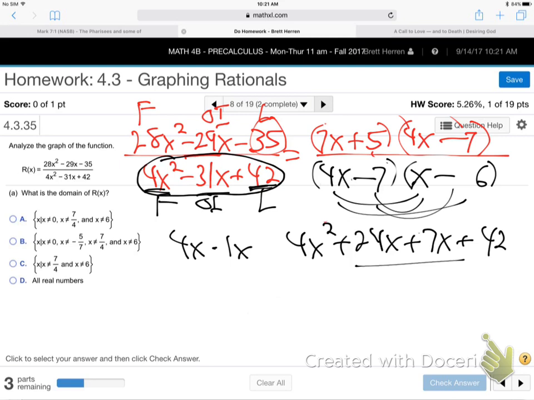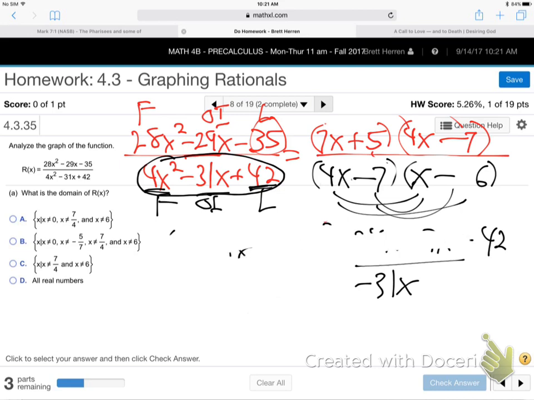Now try it again, and this will be negative 24x, negative 7x, and the back is still plus 42. That's minus 31x in the middle. That's right. So that's it. You just got to FOIL so many times, so much practice to where you can get it right. It's got to be 100% right.